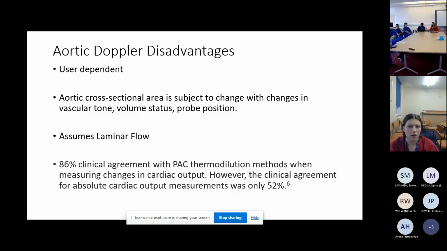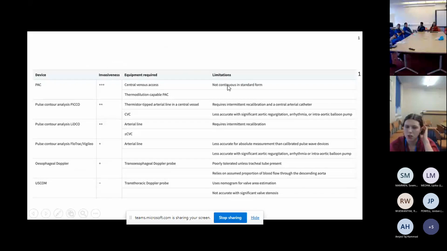Okay. So this table is just a brief comparison and summary of the methods that I've talked through. There are a couple more, but I thought I'd focus on these ones. They seem to be the main ones that I came across when I was reading. So we have the pulmonary artery catheter, obviously very invasive and high complication rate, as I said before, but it is the gold standard of measuring cardiac output, although it's not continuous.